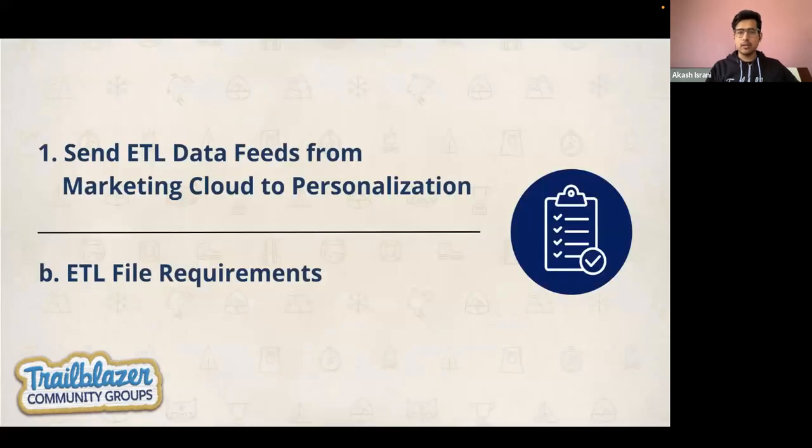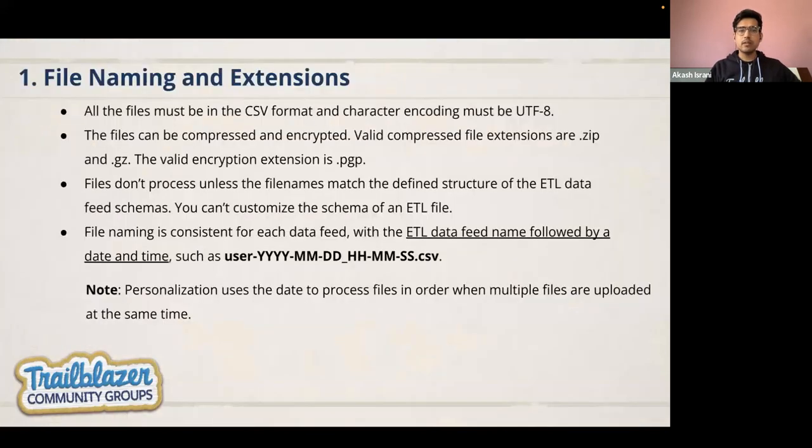Second topic is on ETL file requirements. First we have the file naming and extensions. So all the files that we use must be a CSV file format. And all the character encoding must be in UTF-8, which I'll be again showcasing in the demo. The files can be compressed and encrypted, similar to how you do it in Marketing Cloud. So valid compression formats are .zip and .gz, and the valid encryption extension is .pgp.